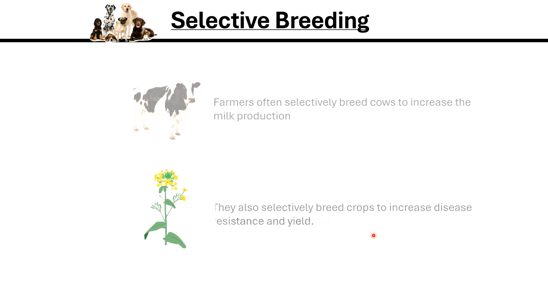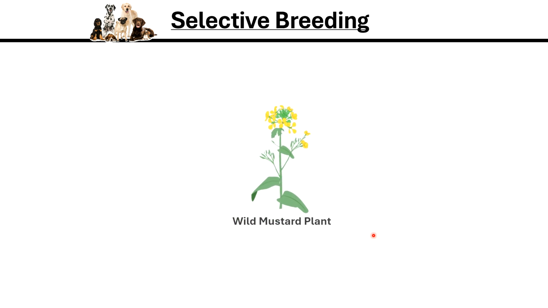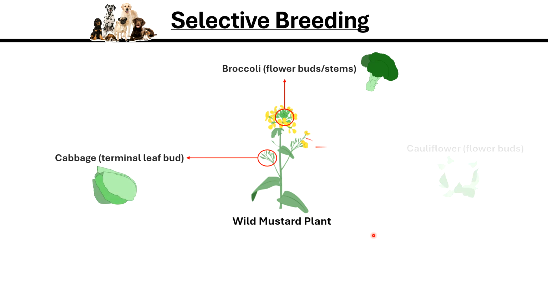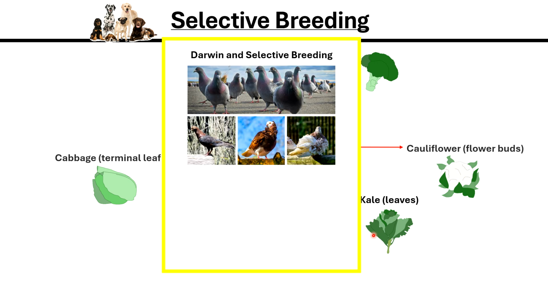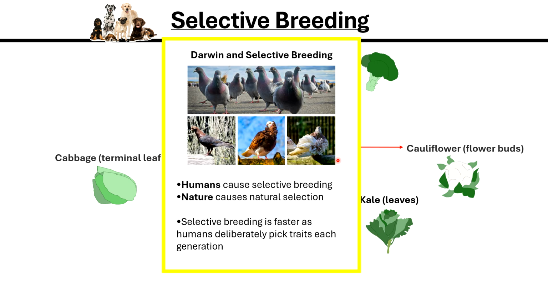A great example of this is the wild mustard plant that gives us broccoli, cabbage, cauliflower, and kale. So imagine how useful this plant is. We can link this to Darwin's theory of evolution, where he stated that humans cause the selective breeding and nature causes natural selection when studying pigeons. And he stated that selective breeding is faster as humans deliberately pick the traits.